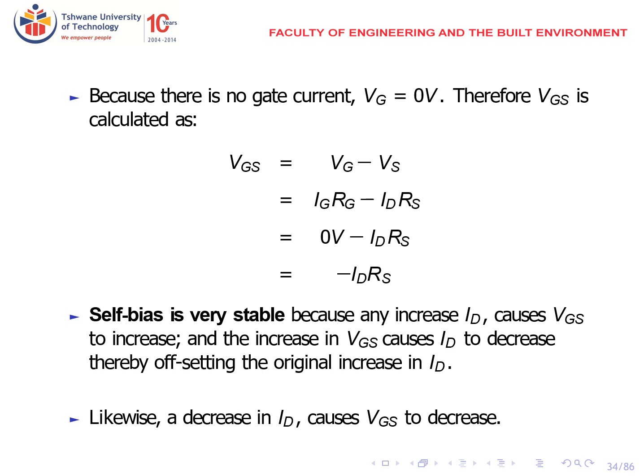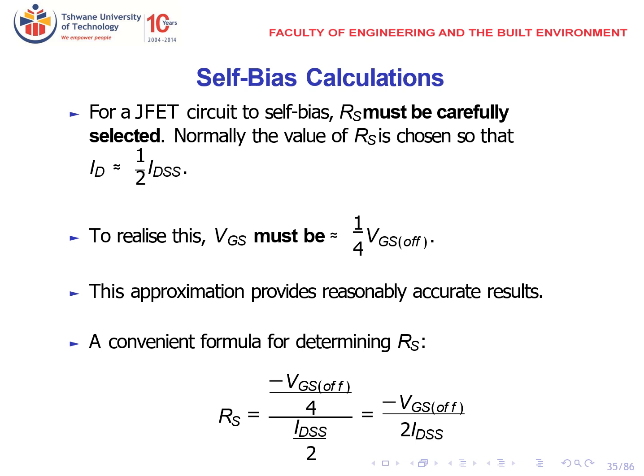Self-biasing is very stable because any increase in ID causes Vgs to increase, and an increase in Vgs causes ID to decrease, thereby offsetting the original increase in ID. Likewise, a decrease in ID causes VGS to decrease.